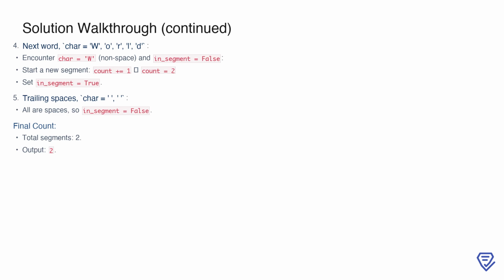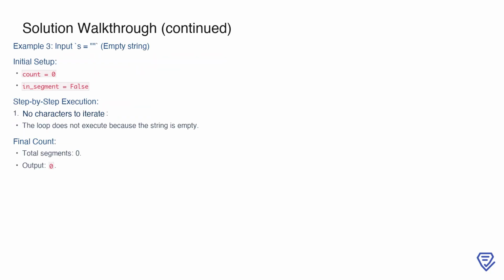We increment count to 2 and set in_segment to true. As we process the remaining characters in the word world, in_segment remains true, indicating that we are inside the same segment. Finally, the string ends with trailing spaces. These characters do not indicate the start of a new segment, so in_segment is set to false. In this case, the total number of segments is 2, and the output is 2.